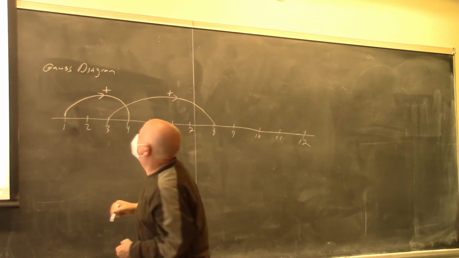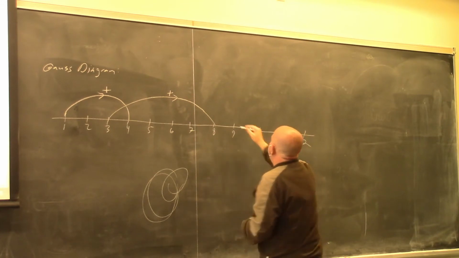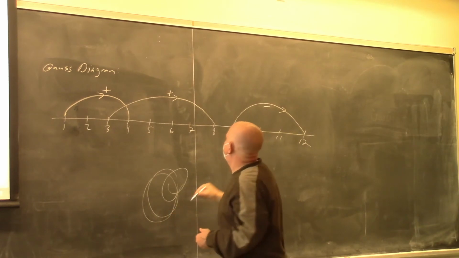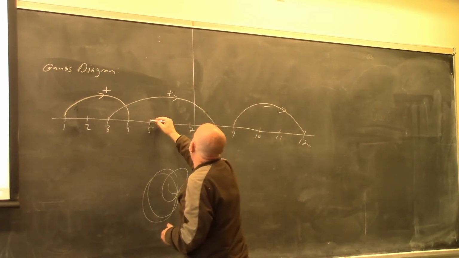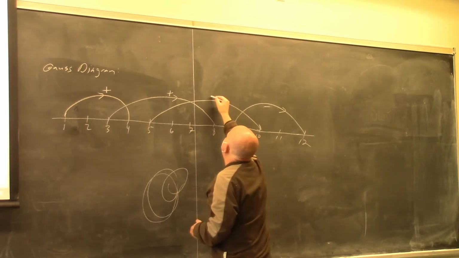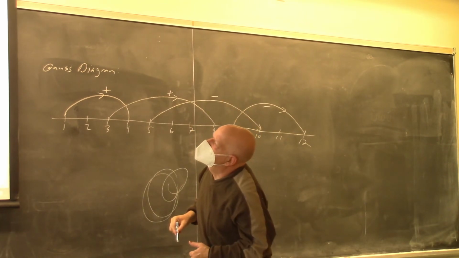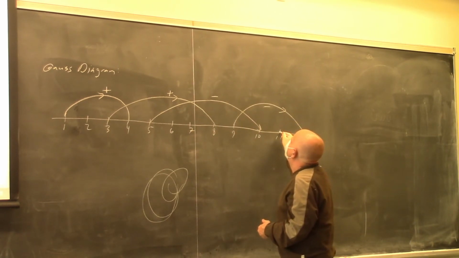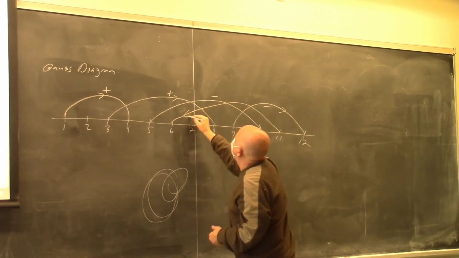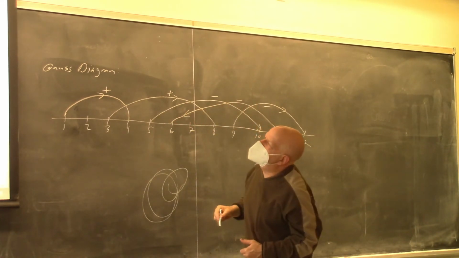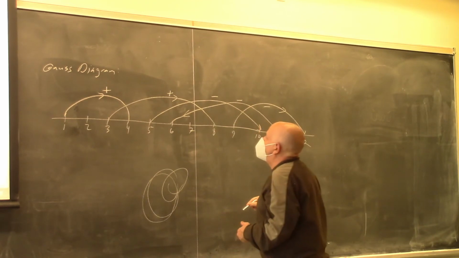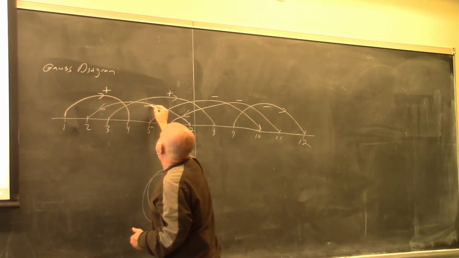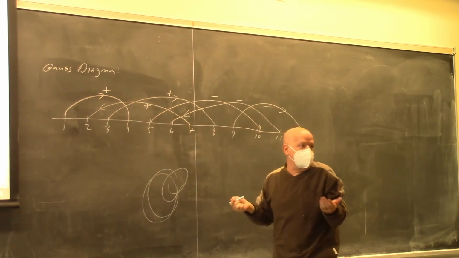I have another arrow from 9 to 12 with a minus sign. I have another arrow from 5 to 10. Was it a plus or a minus? I think a minus. I have 11 to 6 with a minus. And 7 to 2 with a plus. So it's clear how this funny notation is a notation for a knot.